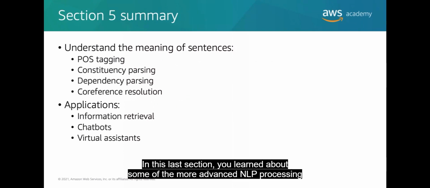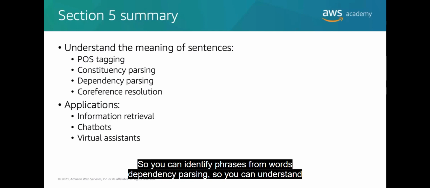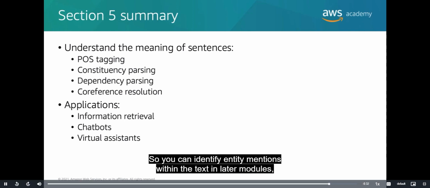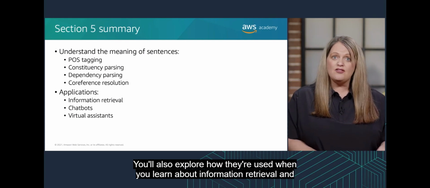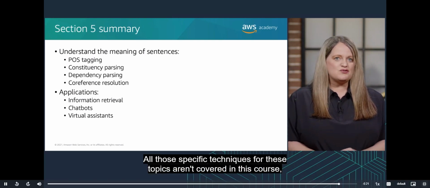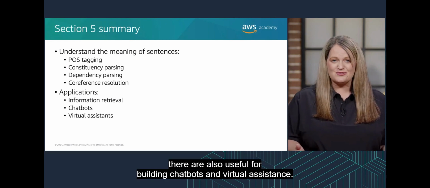In this last section, you learned about some of the more advanced NLP processing tasks, which include POS tagging, so you can understand the individual components of a sentence, constituency parsing, so you can identify phrases from words, dependency parsing, so you can understand the relationship between the words and phrases, and coreference resolution, so you can identify entity mentions within the text. In later modules, you'll explore some of these topics in more detail. You'll also explore how they're used when you learn about information retrieval and topic modeling. Although specific techniques for these topics aren't covered in this course, they're also useful for building chatbots and virtual assistants.